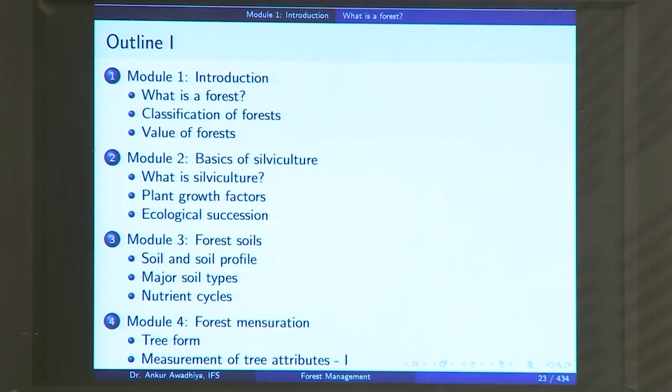After that, we will have a look at the value of forests. So, when we say that forests need to be managed or forests need to be conserved, the question is, why do you want to conserve these forests? We want to conserve forests because they give us certain benefits, and these benefits could be direct benefits or indirect benefits, something that we are getting directly or something that we are getting indirectly.